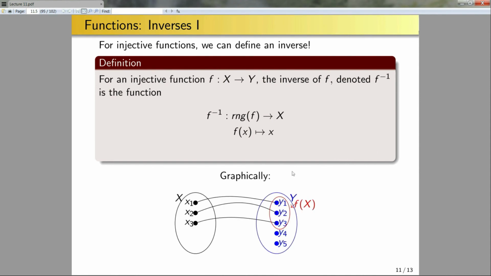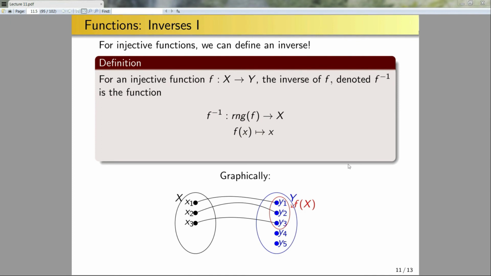So here, my range of f is simply going to be this collection here in red. So now if I restrict my domain of f inverse to be the range of f instead of all of the codomain of f, f inverse becomes a function. So explicitly, if I try to define f inverse from y to x, it would not work because y4 and y5 don't map to anything, and that violates the definition of a function. So now, that's the basic idea of inverses.